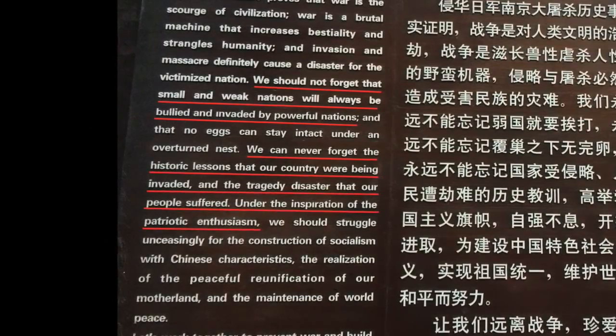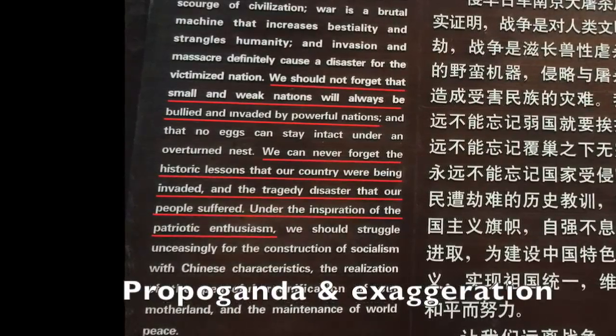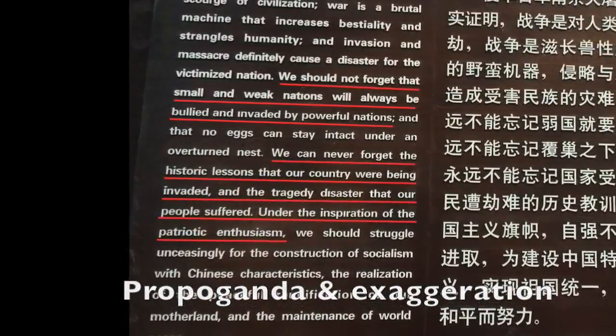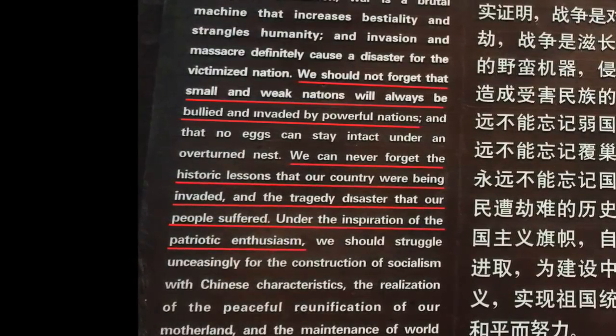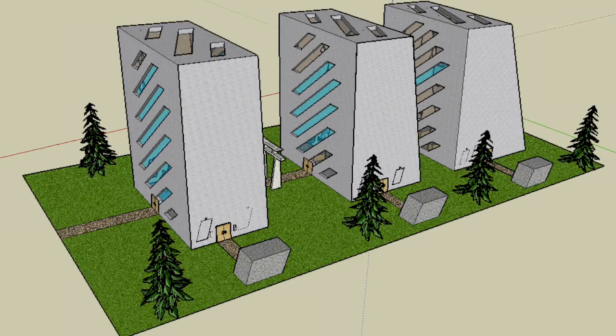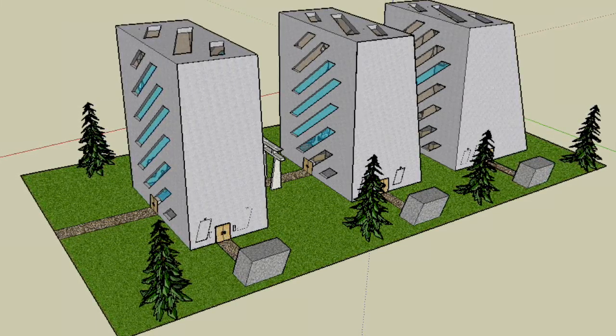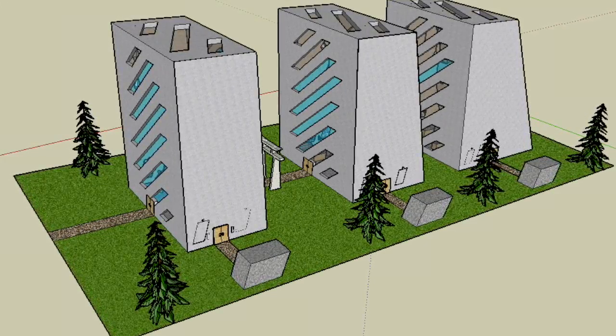Some problems we have found that are present in the current memorial are the blatant amounts of propaganda and exaggeration used within, the lack of proper and efficient spacing, and the poor effort to reduce energy leakage. We have been tasked to design a new museum that will address these problems because we believe that there is a lack of understanding between the Japanese and Chinese.